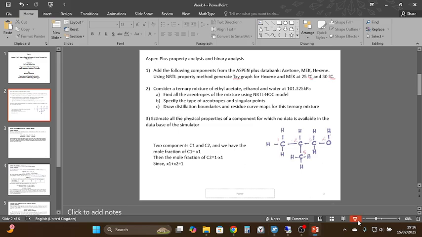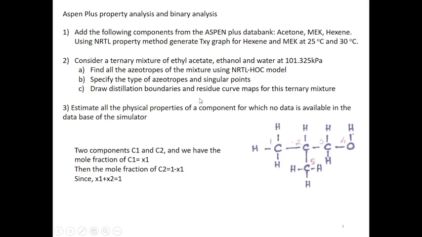As of now, we have always tried to add components that are already there in our data bank. So over here, we are going to estimate the physical properties of a component for which no data is available in the database of the simulator. If you remember, in the previous classes, I had said that I would show you examples where we can add data or components which are not there in the data bank.